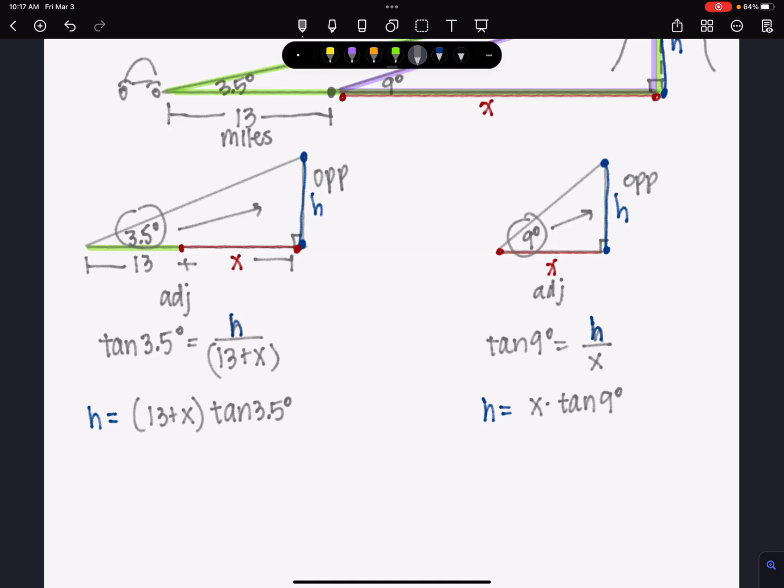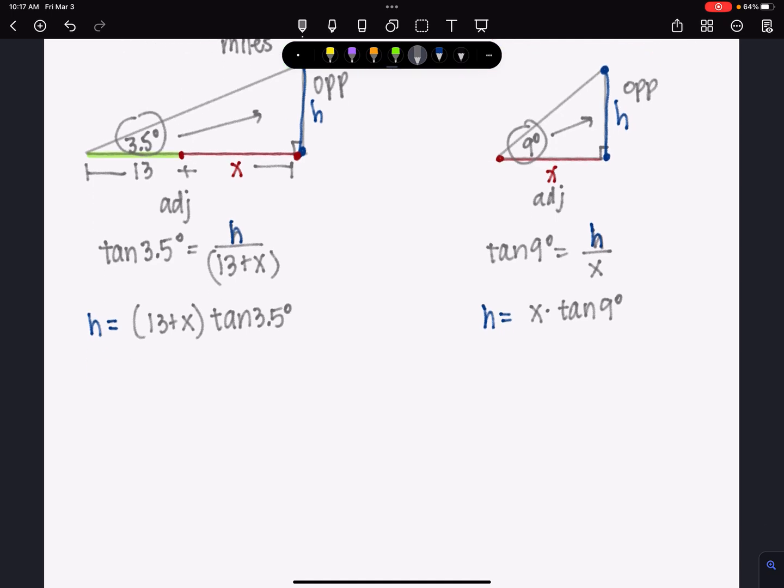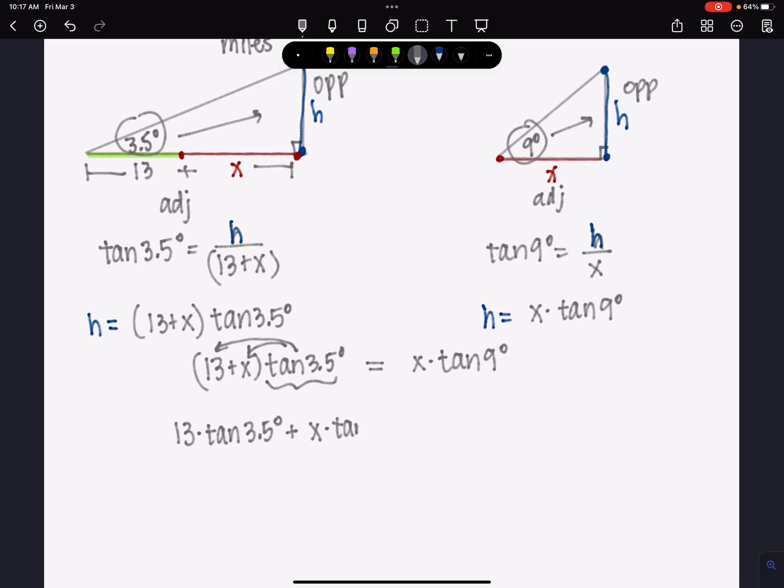Now they both equal h, so they're going to equal each other. So I'm going to take 13 plus x, all times the tangent of 3.5 degrees, which is going to involve the distributive property, equals x times the tangent of 9 degrees. I'm going to distribute this tangent of 3.5 degrees to both terms in the binomial. So I'll have 13 times the tangent of 3.5 degrees plus x times the tangent of 3.5 degrees equals x times the tangent of 9 degrees.